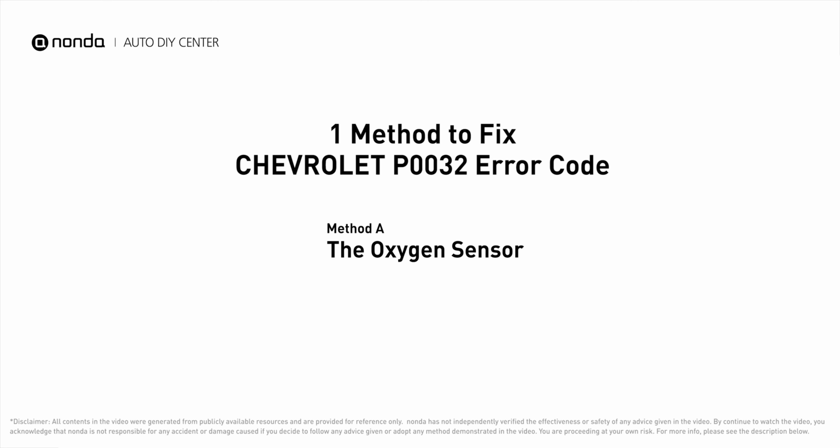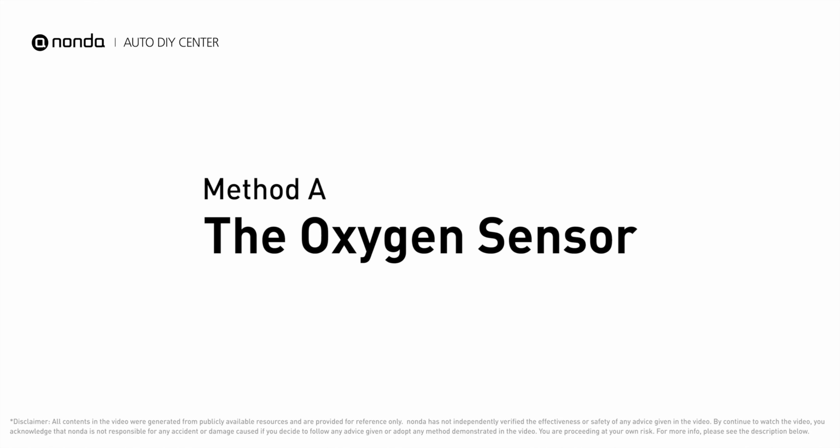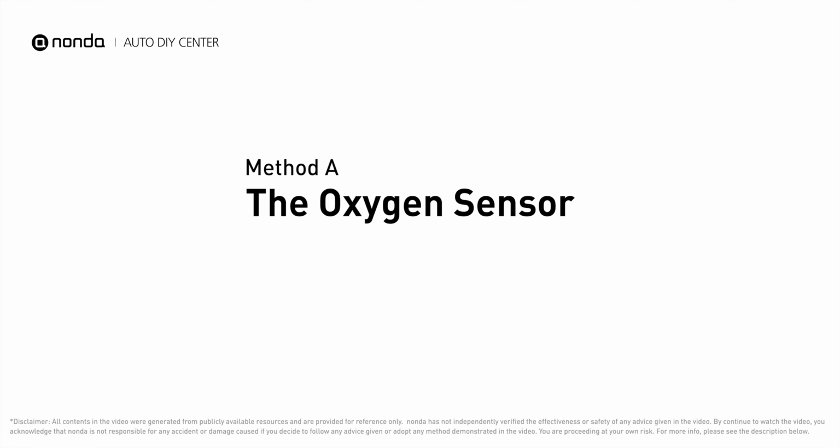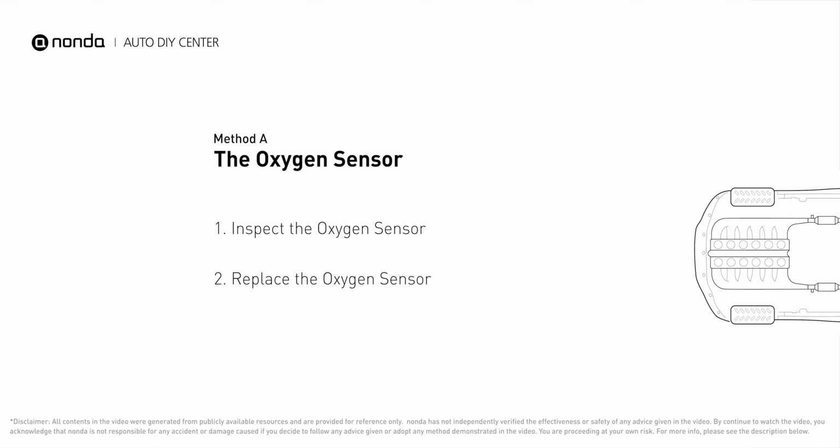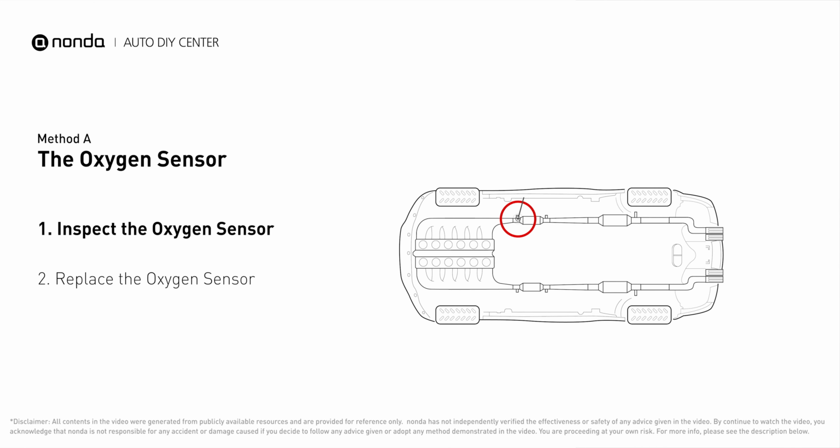Here is one of the most practical solutions to fix Chevrolet's P0032 error code. Method A, the oxygen sensor. This oxygen sensor is located right before the catalytic converter. Bank 1 is on the side with cylinder number 1. Sensor number 1 is usually the one in the exhaust manifold.